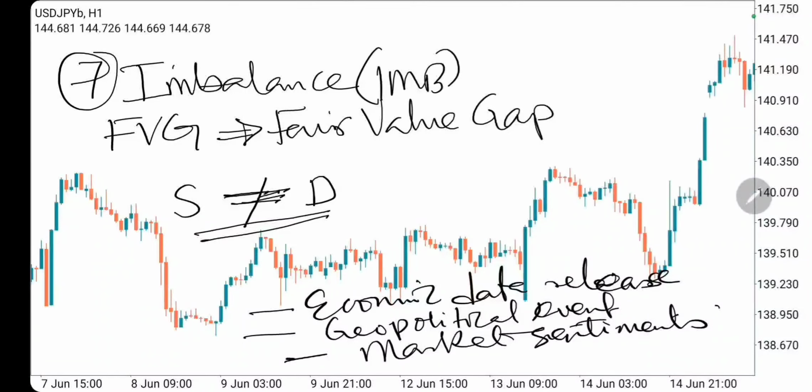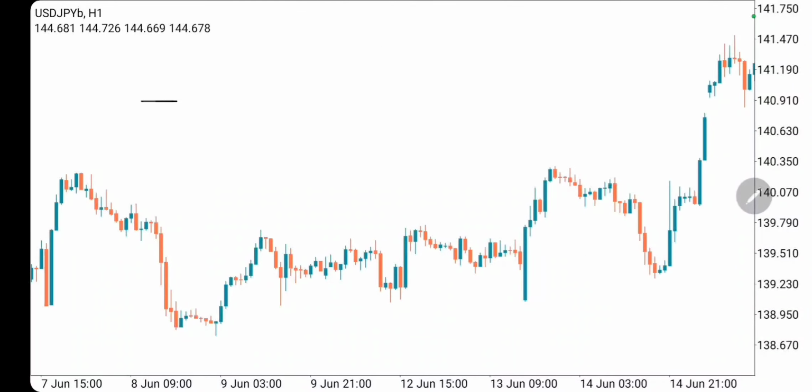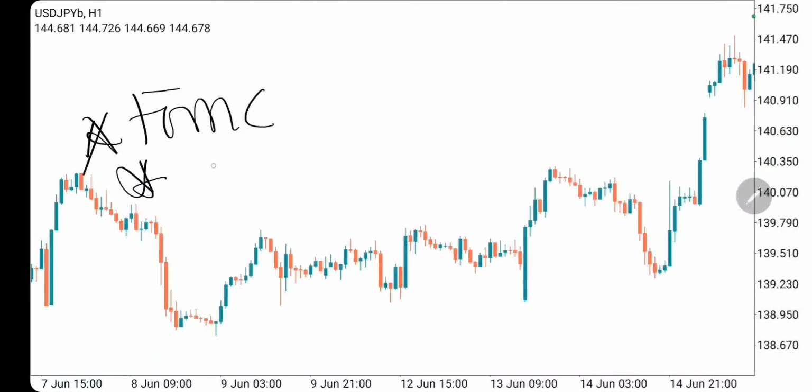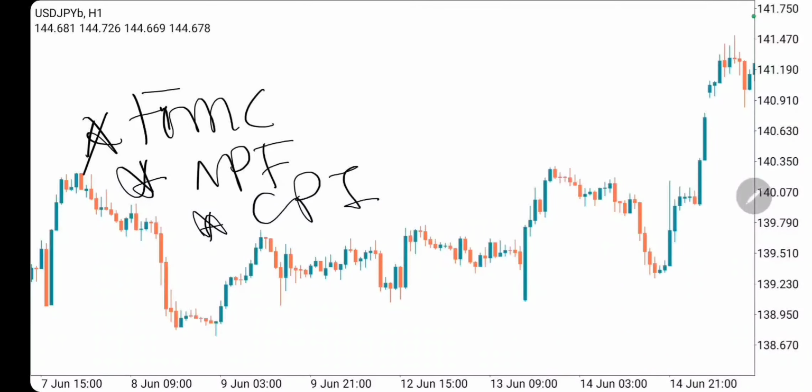Okay, so that is imbalance, and that is the fair value gap. It's a situation whereby the demand is not the same as the supply. I've made a separate video on imbalance. For example, when a high impact news is released, like FOMC, or the monthly news that comes out on the first Friday of the month, which is called the NFP, even the CPI, these can cause imbalance. When these economic events are released, you can have imbalance.